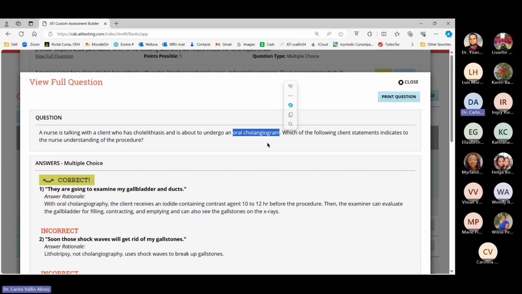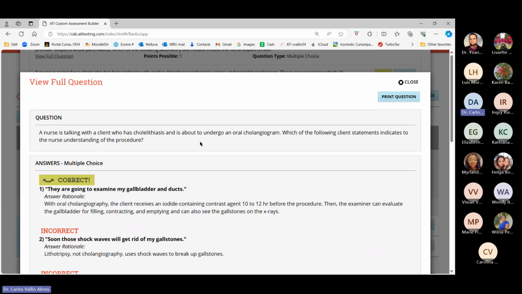The client with an empty stomach had to swallow several tablets of a radiological contrast that contained iodine. Then this iodine was absorbed, went to the liver, was excreted into the bowel, and after several hours they did an X-ray. It was called oral cholangiogram. They don't do that anymore. The ultrasounds are much better and much cheaper than this. But there is a question about this.